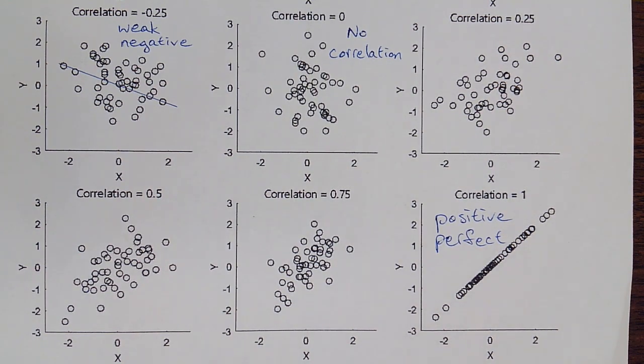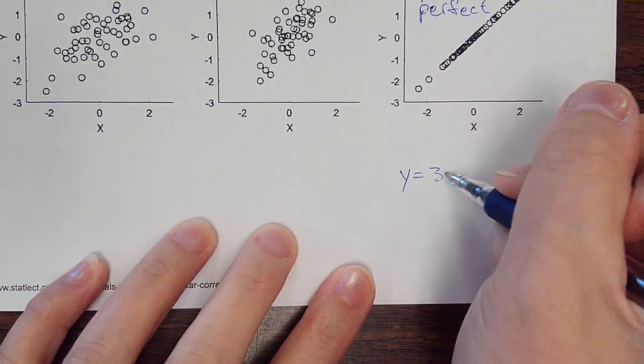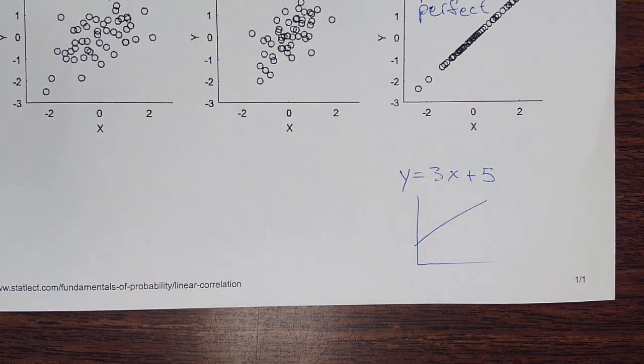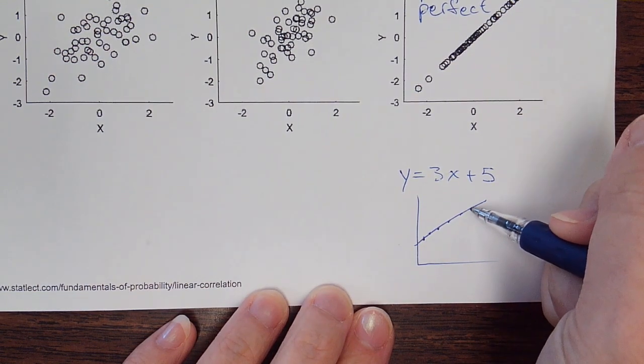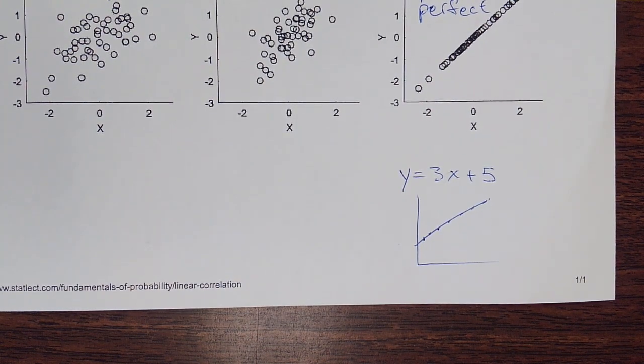The correlation. If I give you an equation of a line, so for example, if I give you y equals 3x plus 5, on a graph it just looks like that. Perfect, right? Because you have lines all along, and so it will be a perfect positive correlation.